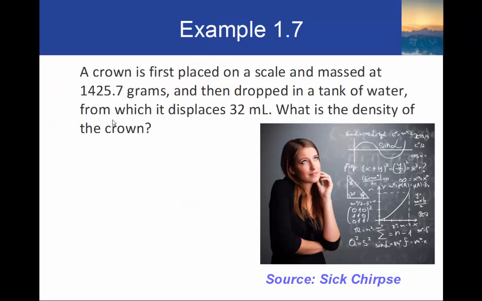All right, and our last example for this set of notes is basically about dropping a crown into a tank of water to figure out how big the crown is, really to figure out the density of the crown. So you mass the crown on a scale, and it comes out as 1,425.7 grams. Then you put it into a tank of water and it displaces 32 milliliters. So this is sort of the Archimedes and the King's crown example. Is the crown made out of gold or out of something else? So the question is, what's the density of the crown? That's basically how you figure out, is it made of gold or something else, the easy way.